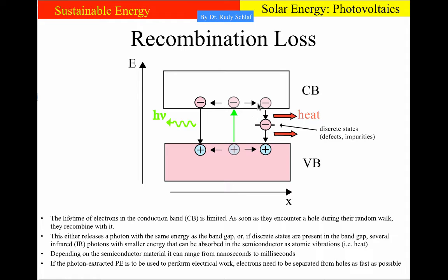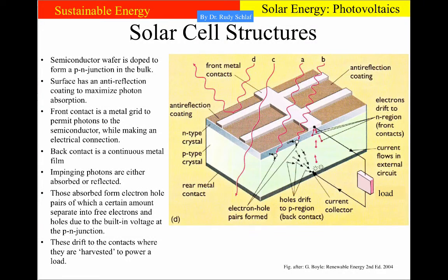Another mechanism is that the electrons find some states in the band gap. These states can be caused by impurities and defects of the material, and so they can jump onto these states, and then when a hole comes by, they recombine with that hole. So it's a multi-step process. This step usually results in the generation of heat. Either way, these electron-hole pairs are lost and they cannot contribute to the electrical current that is extracted from the solar cell. Let's have a look at the principal design of solar cells.